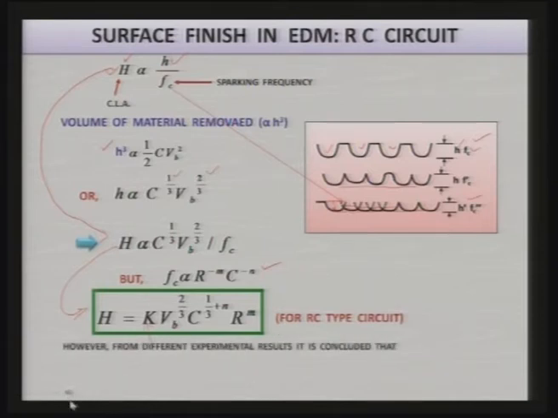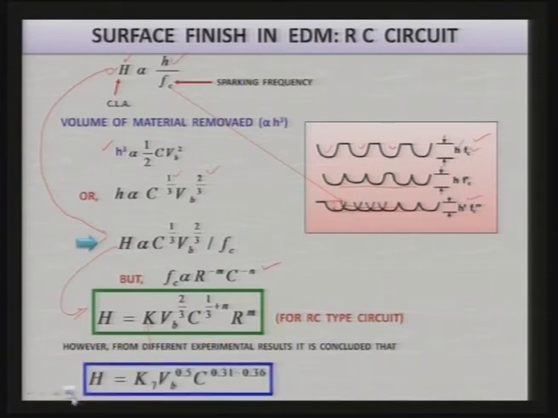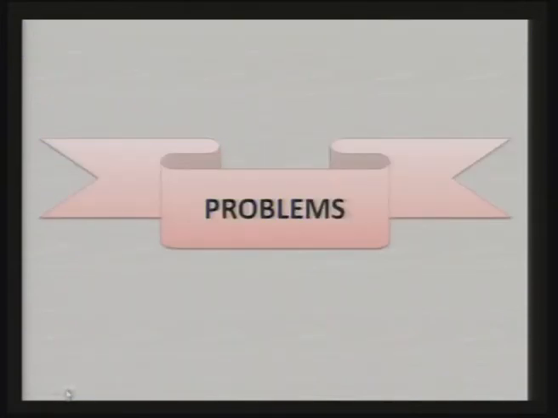However, from different experimental results, it is concluded that h is equal to some constant k, V_V raised to power 0.5, C raised to power 0.31 to 0.36, since the value of the constant n plus 1 by 3 varies in this particular range, and whatever variation there is, that is taken care of by the constant. Now, using these formulae, I will try to solve some of the problems related to the EDM process.